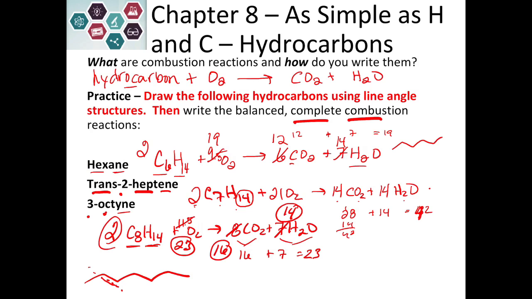For drawing 3-octyne, again, I like to start with the triple bond. It's carbon 3 and 4. So there's 2 and 1, 5, 6, 7, 8.